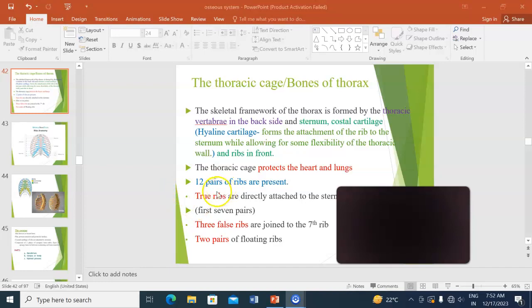Generally there are 12 pairs of ribs. The first 7 pairs are called true ribs. Now why are they called true ribs? Because these ribs are directly attached to the sternum. Next come the false ribs. There are 3 pairs of false ribs which are joined to the 7th rib. Next come the 2 pairs of floating ribs.